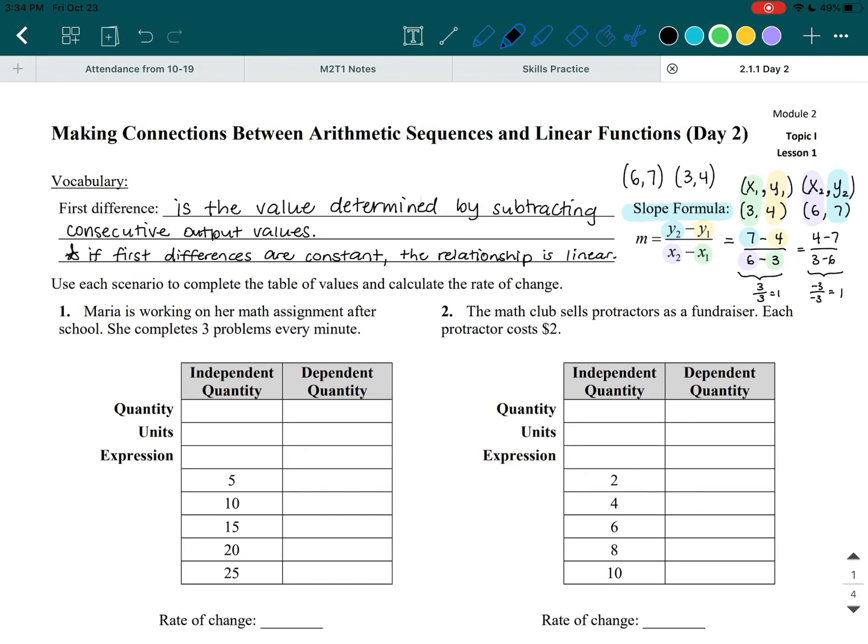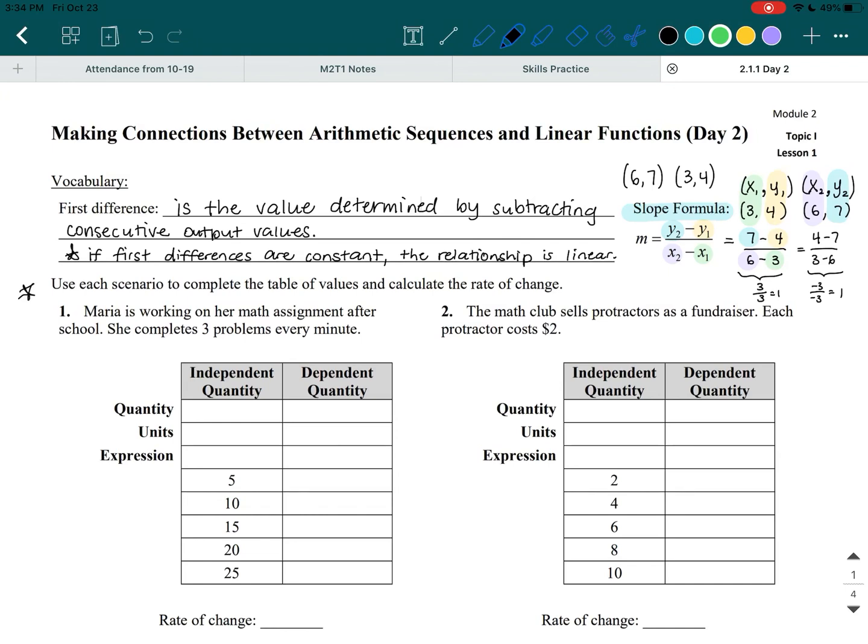the problems that we are given, we're going to use each scenario to complete the table of values and calculate the rate of change. So in our first example, it says Maria is working on her math assignment after school. She completes 3 problems every minute. Now this might sound familiar to you because we did see this problem 2 days ago. So 2 days ago we did this exact problem, except in a different form.